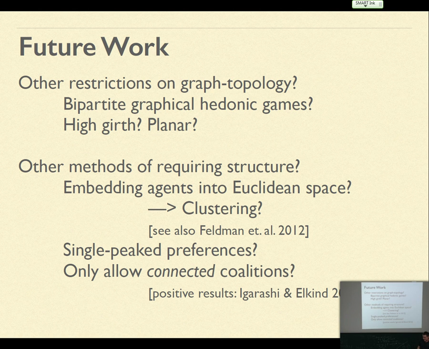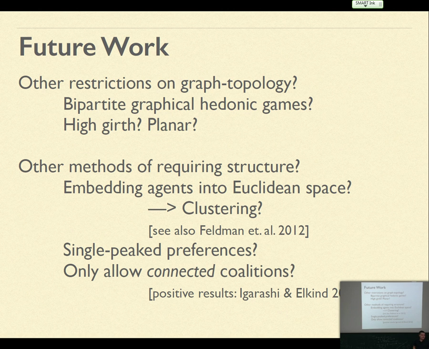So in this graphical hedonic games framework, you could look at other restrictions on graph topology, like what about the bipartite case? This is a bit more like matching. And the thing is that all the examples of games that don't have stable outcomes that I'm aware of, they all have odd cycles in them. They all are based on an odd cycle. So they might all have stable outcomes, for example. What about height graph, planarity, whatever you come up with?